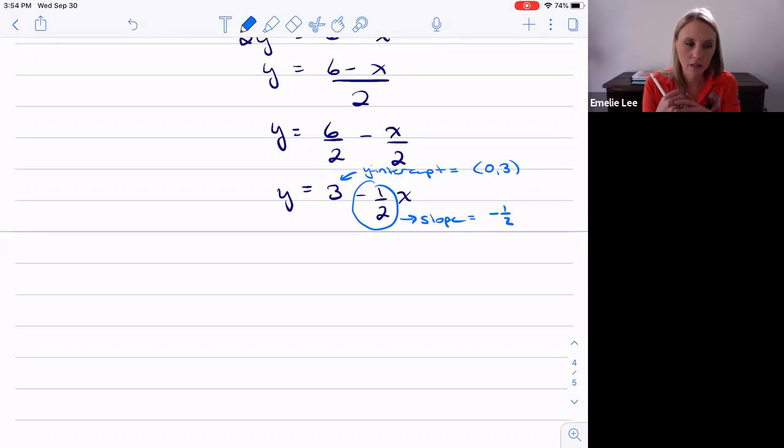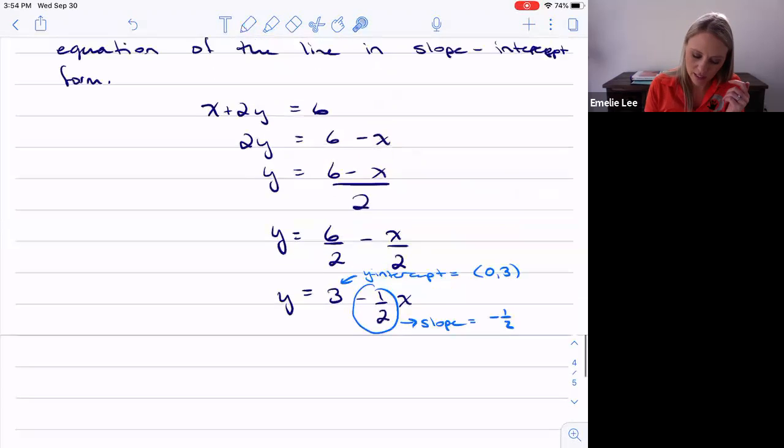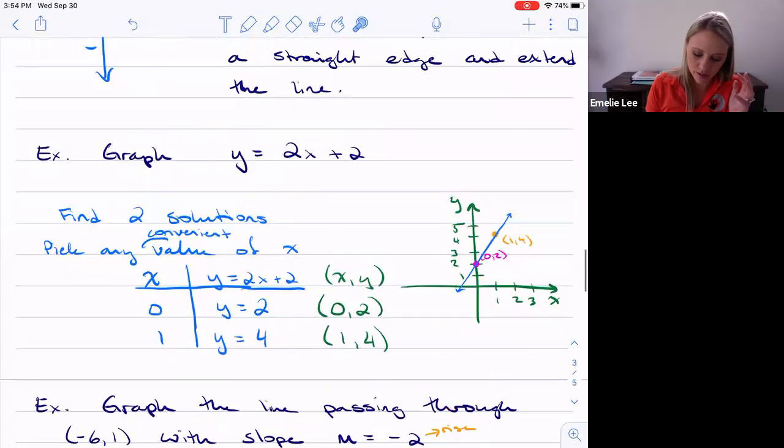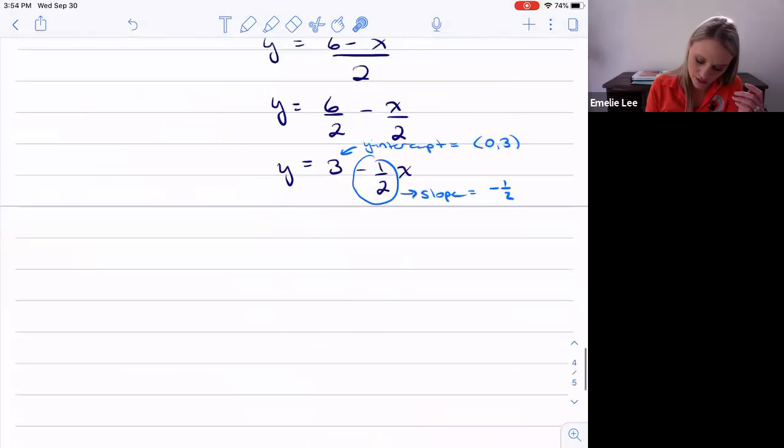Right? So notice that you have a point that's on the line and you have the slope. So we could use this tactic, where we plot a point and then we use the slope to move over. Or we could just use our y equals mx plus b to find solutions. Right? It is up to you.